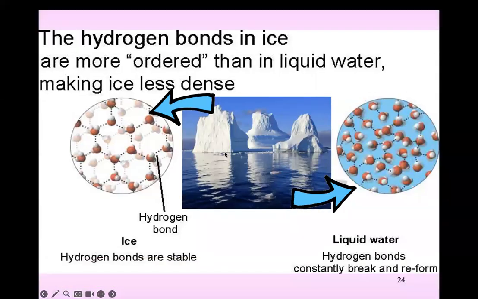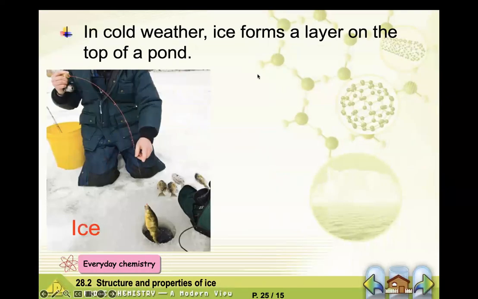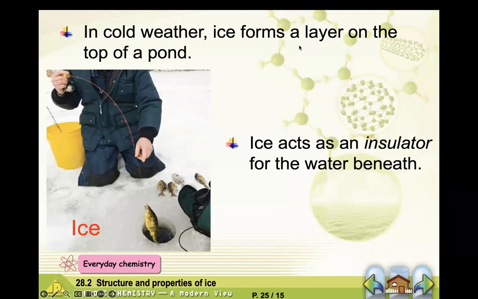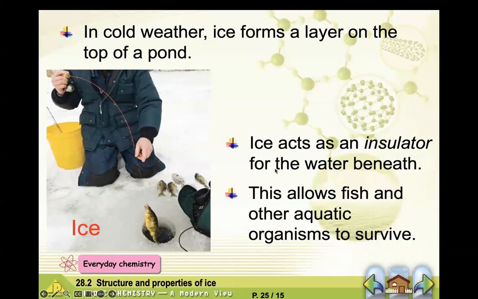So that's why ice can float on water: because ice has the open structure, the empty space gives it a lower density. That's why in cold weather, ice forms a layer on top of a pond. Ice acts as an insulator for the water beneath.